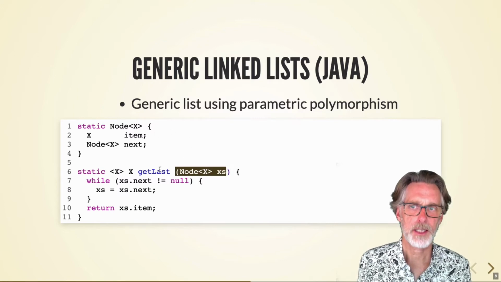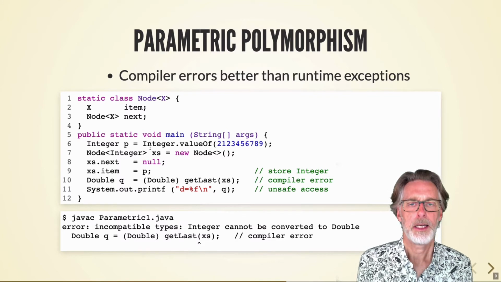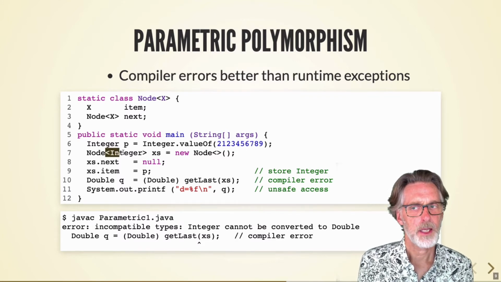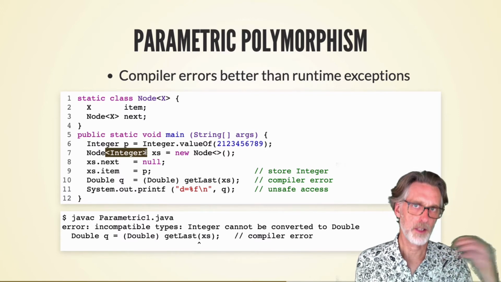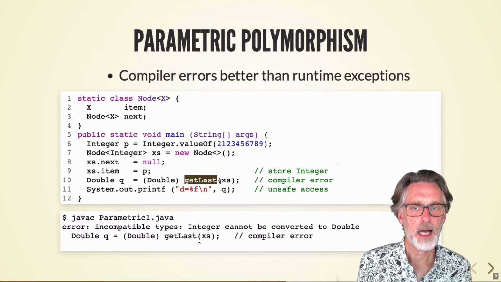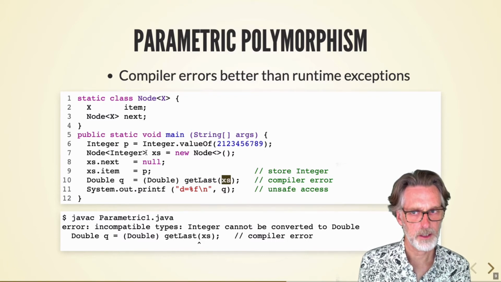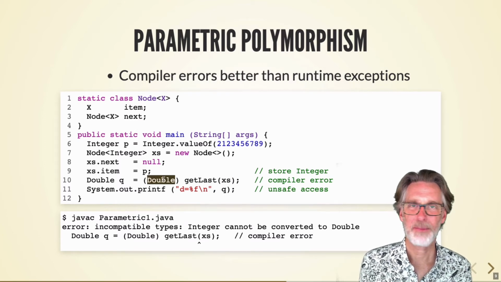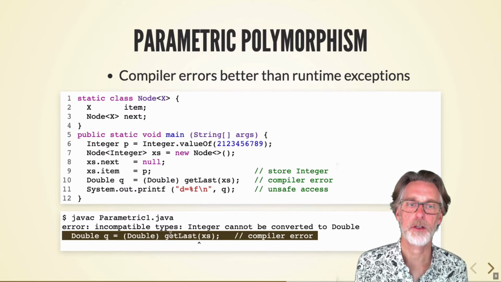And if I type in the same example again, I get an error in a different place. Here, I have to specify that my node is going to be an integer node. Therefore, I expect all the data linked from there to be integers. And when I invoke getLast, the compiler knows that looking at the last element of this xs, which is a node of integers, must give me back an integer. And therefore, it can't be a double. And the compiler will reject this program before I even start to run.